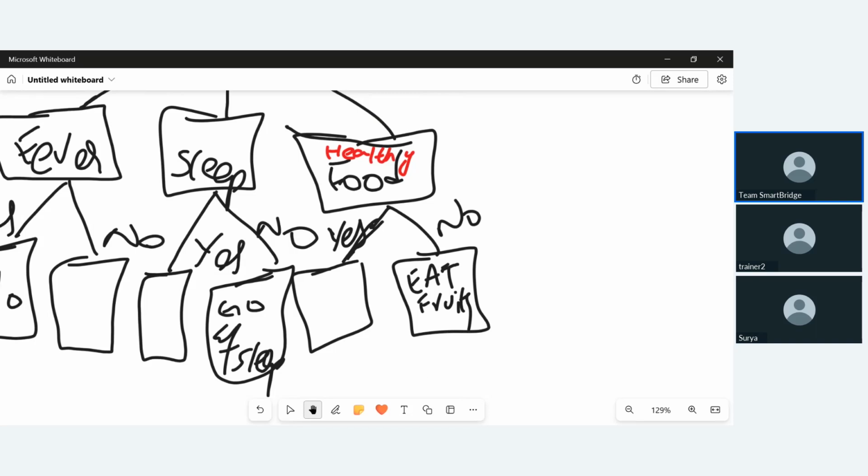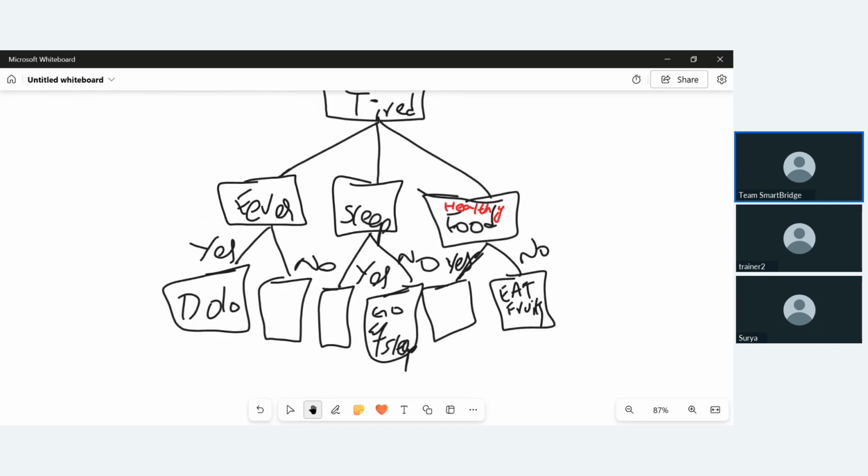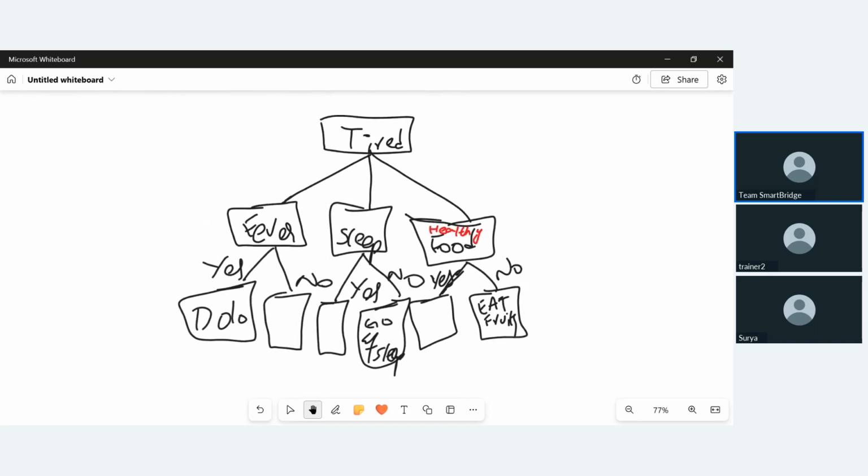Guys, help me with this thing. Is it a yes or no? Until the thing which I've drawn. Okay, only consider the scenarios which I will be telling you.